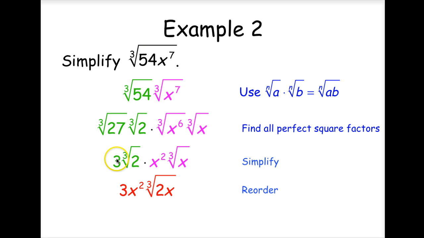Now we're going to reorder them. What's on the outside? 3x squared. What's under the radical sign is a 2 and an x.